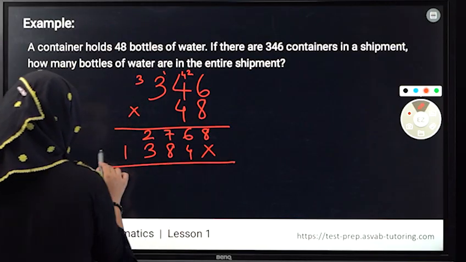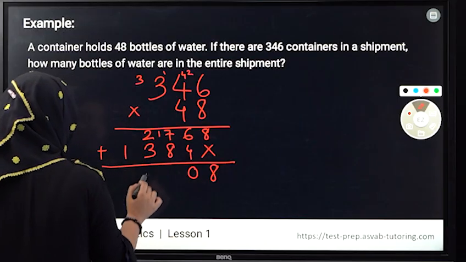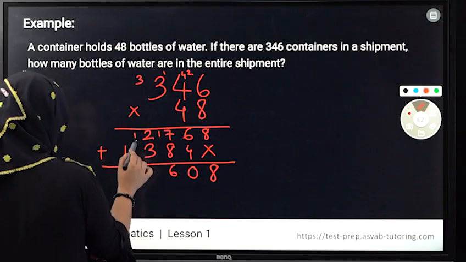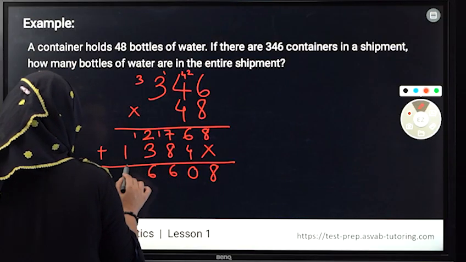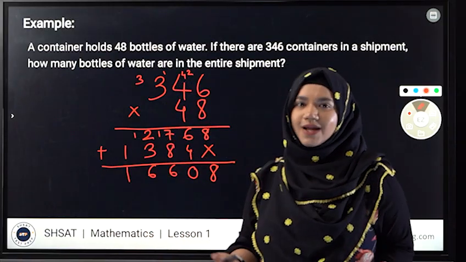Now, let's just add these all up. It's going to be 8 here. 6 and 4 is 10 here. Carry the 1. 8 and 8 is 16. Carry the 1. 3 and 3 is 6. And there's just going to be a 1 here. So that's 16608. All right?